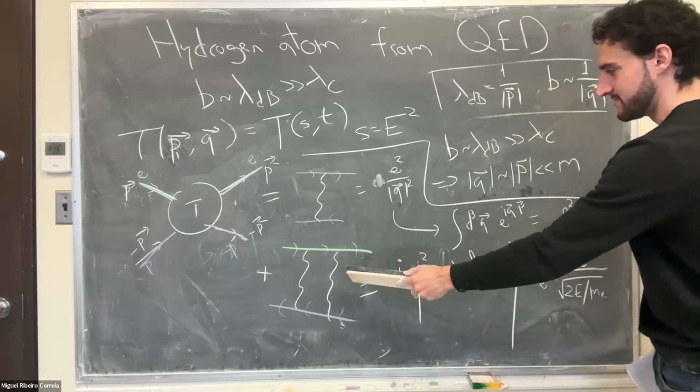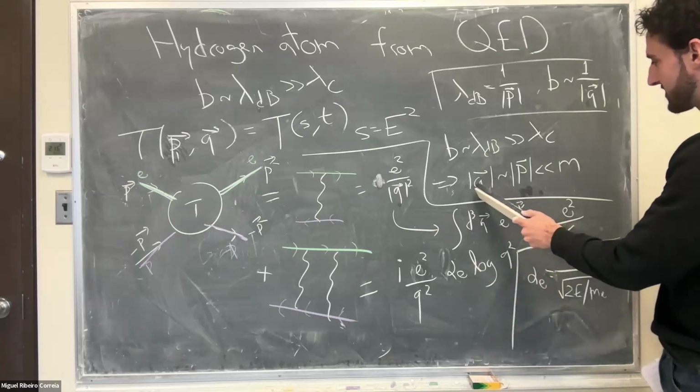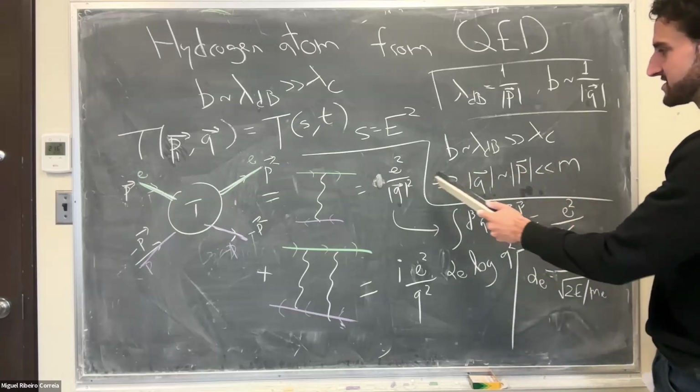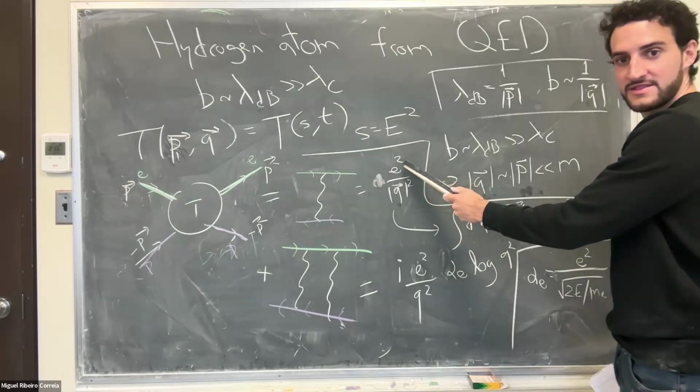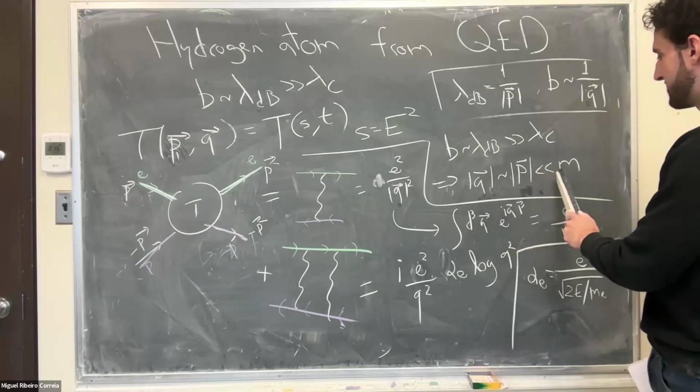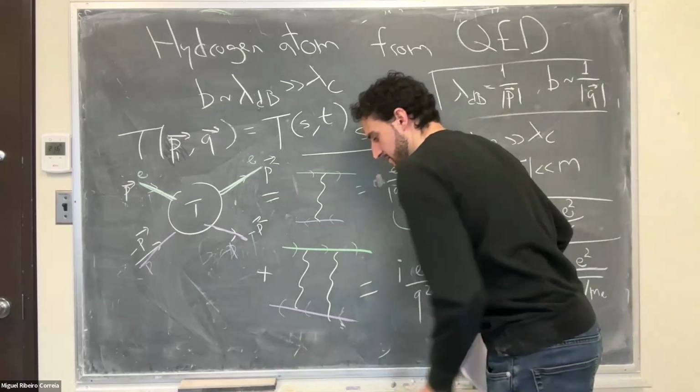Also, the formula for this box diagram, which is a one loop, is simple in this regime. I take Q much smaller than the mass. If there was some relativistic factor, it would typically depend on the mass of the electron in the numerator, but with this hierarchy it drops out. I'm not writing those factors.